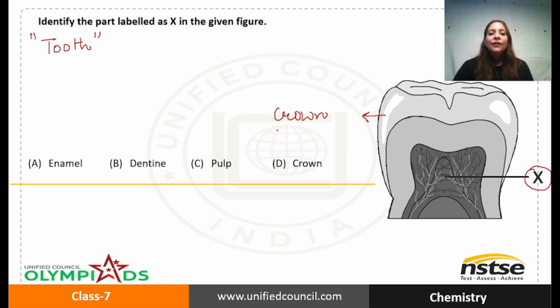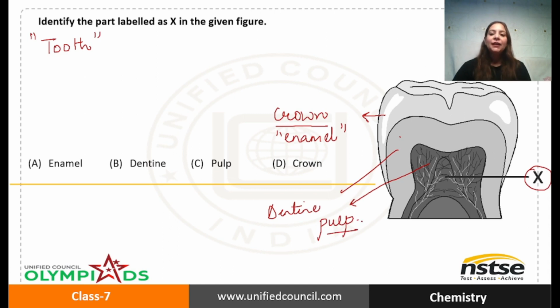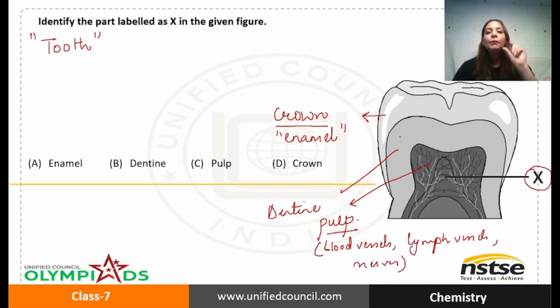Okay. The crown is formed of enamel, and enamel is quite a hard part of our body. Inner to it, what do you get? You get dentine. Dentine is basically the part which forms the entire tooth, and inner to it there is a cavity which is called the pulp cavity. This pulp cavity contains a lot of blood supply through blood vessels. It has lymph vessels. It has nerves. So this is a sensitive part of our tooth.